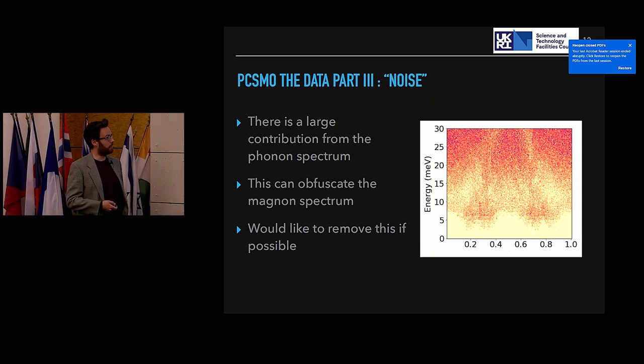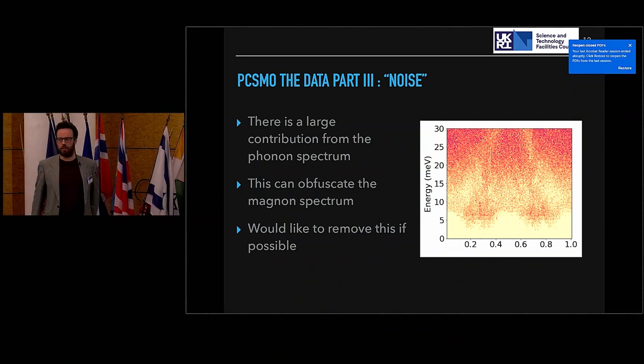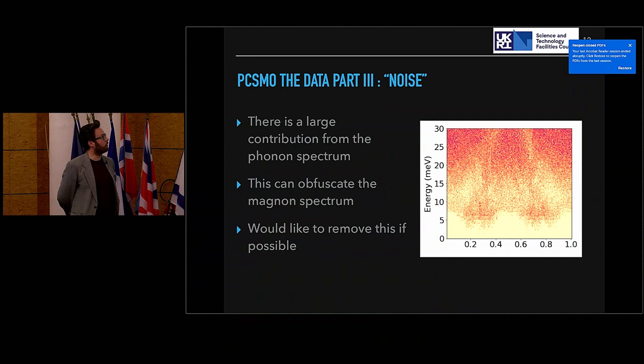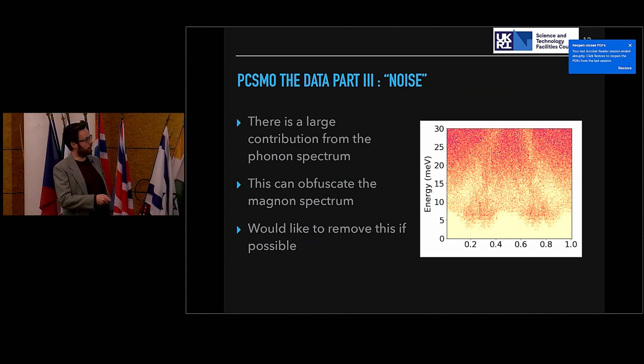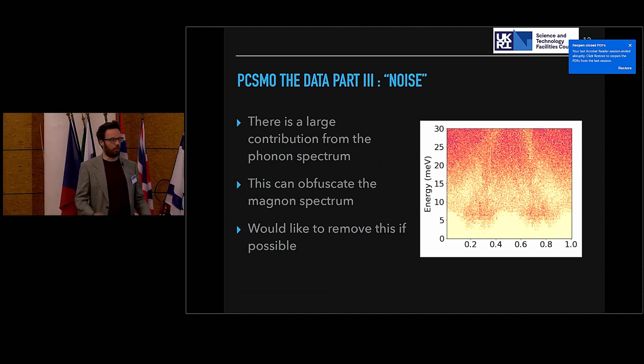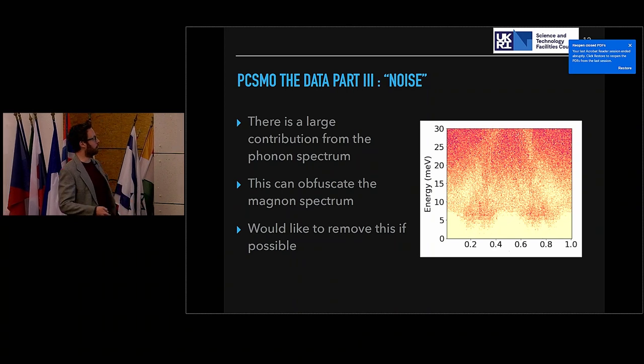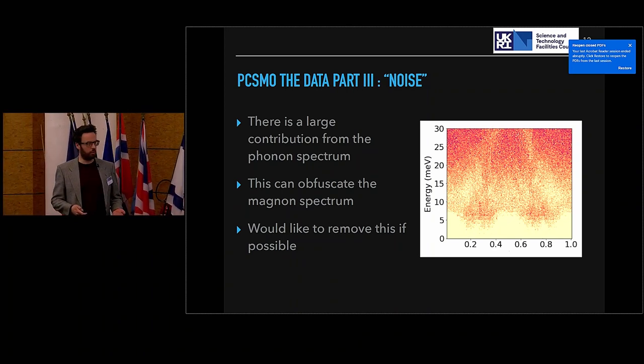And the second problem we're suffering here is the noise in the spectrum. There's a very large contribution from phonons in these spectra. And you can see that obfuscates some of the magnons that you see coming up here. But that signal is very much lost because of the intensity down here at low energies. So we'd like to remove this if at all possible.